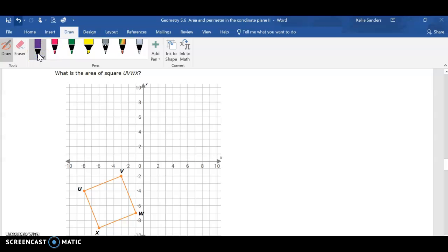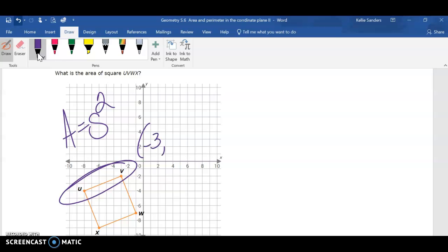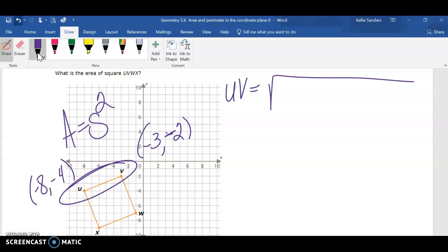Okay, it's asking for the area of the square. If I know one of the sides of a square to find the area, we're just going to square that answer. So I just need to find the length of one of the sides. So I'm just going to pick V and U. V is at -3, -2. And U is at -8, -4. So I'm going to find the distance of UV.